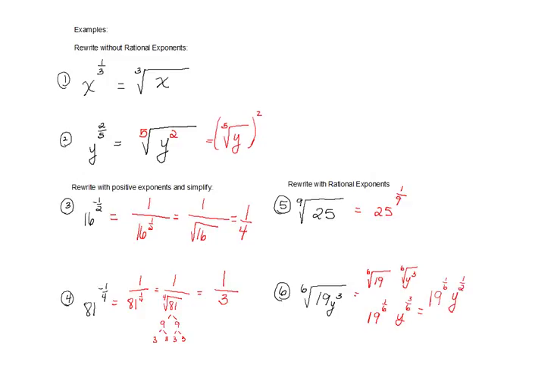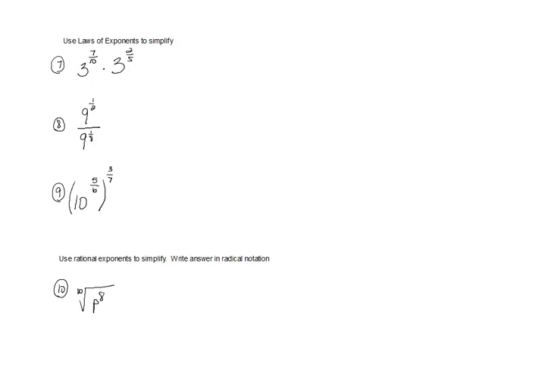So now if we go on to the next couple examples here, we're going to use the laws of exponents to simplify on 7, 8, and 9. So if we look at 7 real quick, we have 3 to the 7/10 times 3 to the 2/5 power. So we're multiplying here with the same base, so we're just going to add our exponents. So this is going to become 3 to the 7/10 plus 2/5.